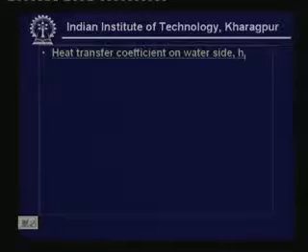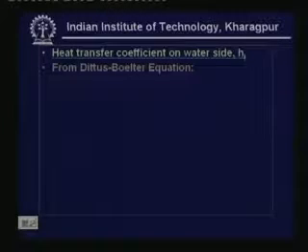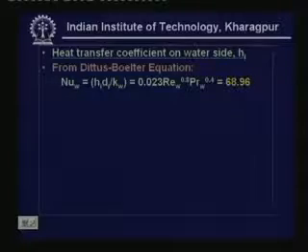In fact, in the last class I mentioned that if it is turbulent flow, we can use the Dittus-Boelter equation or the Sieder-Tate equation. In this problem, let us use the Dittus-Boelter equation. As you know, it is Nusselt number equals 0.023, Reynolds number to the power of 0.8, Prandtl number to the power of 0.4. We know Reynolds number and Prandtl number. If you substitute these values, you find that the Nusselt number for water side is 68.96.